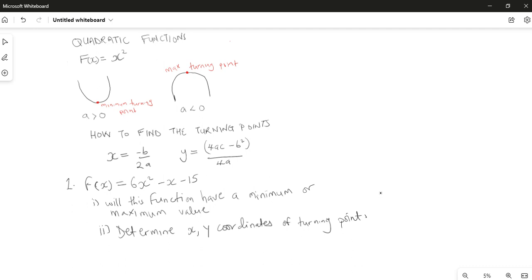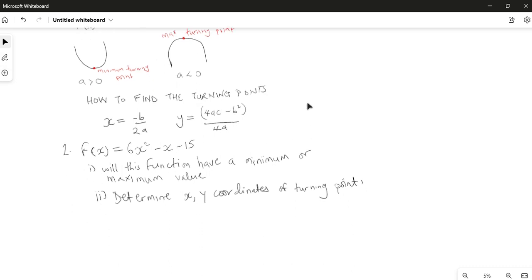So if you use these formulas, x equals negative b over 2a and y equals 4ac minus b squared over 4a, you can determine your x and y coordinates. So we have an example here, of the function 6x squared minus x minus 15. They've asked us first of all, will this function have a minimum or a maximum value? So we start with our solutions here.